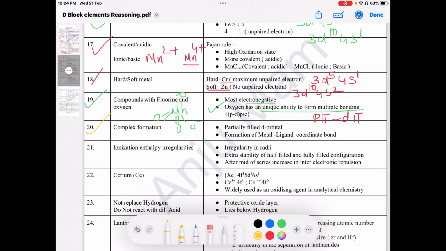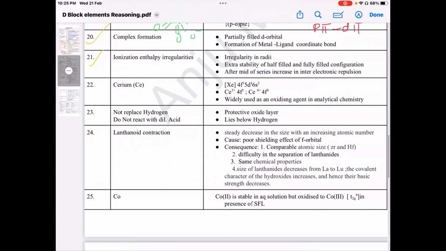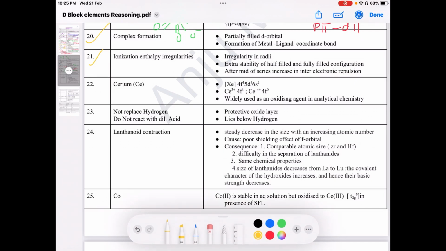Next question frequently asked from this part is irregularities in ionization enthalpies. That arises because of irregularity in radii, extra stability of half-filled and fully filled orbitals, and after the mid of the series, interelectronic repulsions. Scandium, titanium, vanadium, chromium, manganese: till manganese, its configuration is 3d5, no pairing of electrons is here. But after manganese, the pairing of electrons takes place, which results in an increase of interelectronic repulsions.